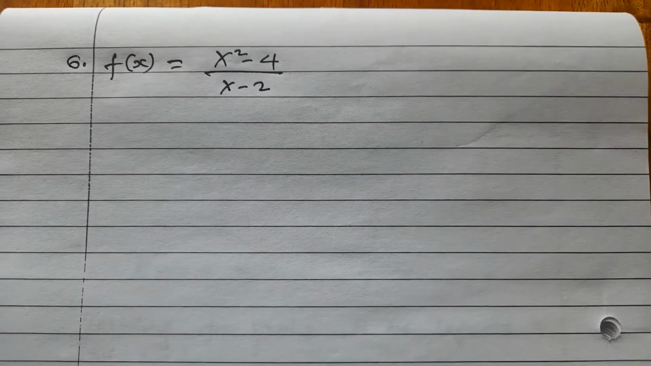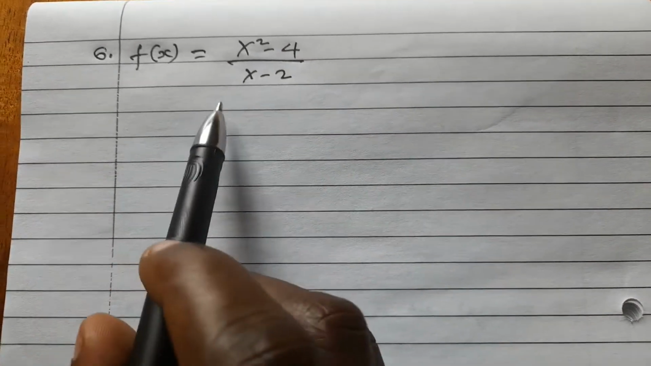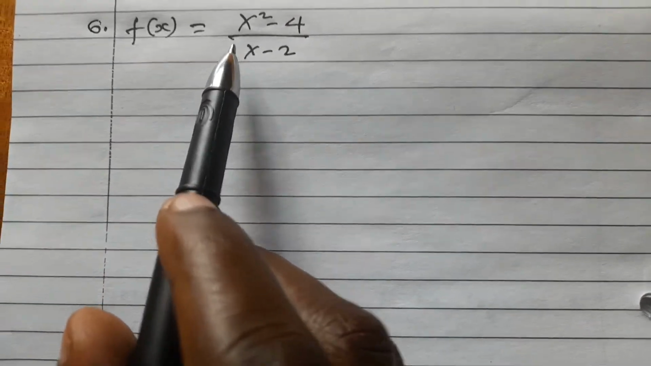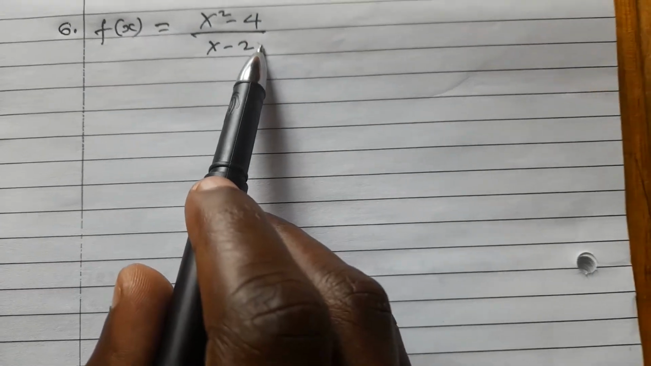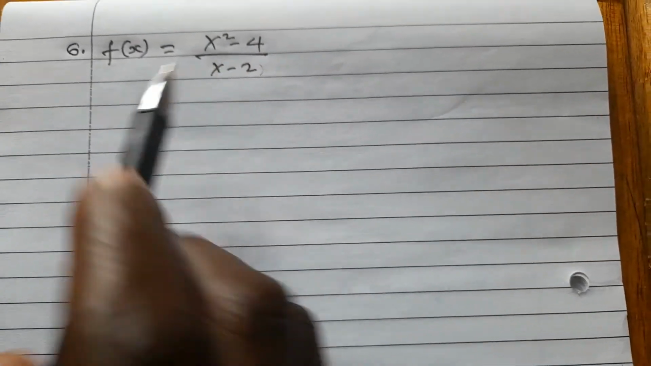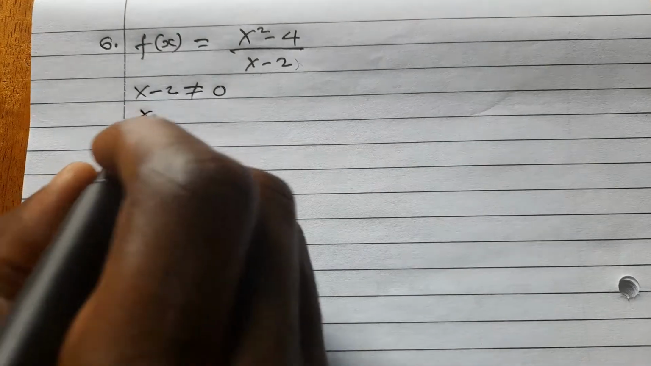Very simple. I know we are now good with the rational function because we know for a rational function, the function will always be defined except where the denominator is equal to 0. So in order for our function to be defined, the denominator must not be equal to 0. So this means that my x minus 2 should not equal 0, so my x will not be equal to 2.